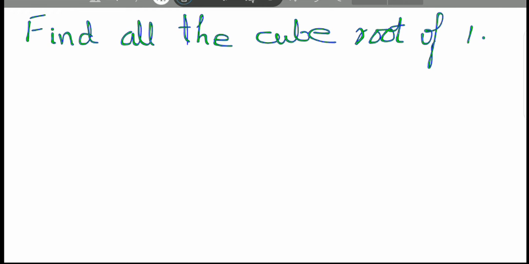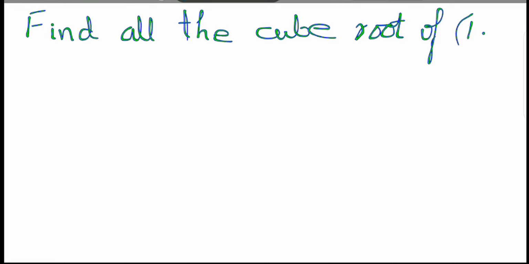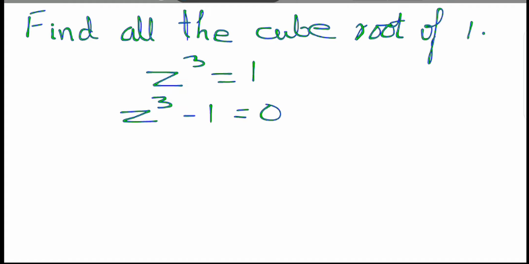Let us find all the cube roots of 1. What we mean by that is we want a complex number z such that z cubed equals 1. Well, quite simple. Let's write it as z cubed minus 1 equals 0.